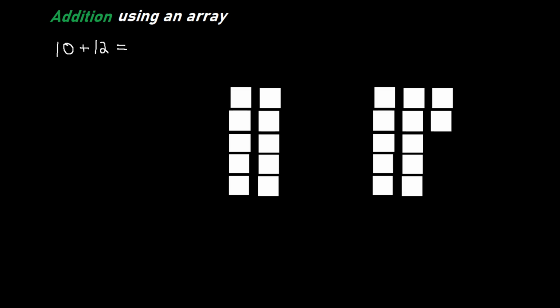Here's another problem. We have 10 plus 12. Again, here I have an array of 10 plus an array of 12. Keep in mind, when you're adding both, you want to have similarities between the columns or the rows. In this case, I have the similarity of the columns right here. I have 1, 2, 3, 4, 5 in every column.